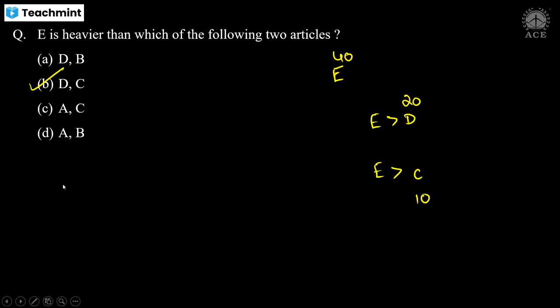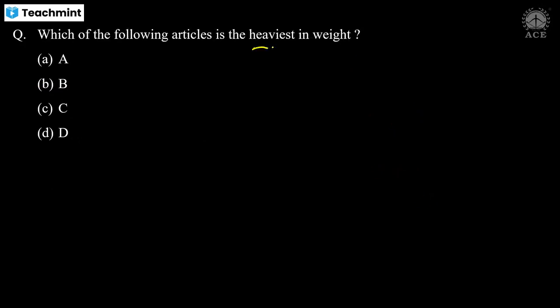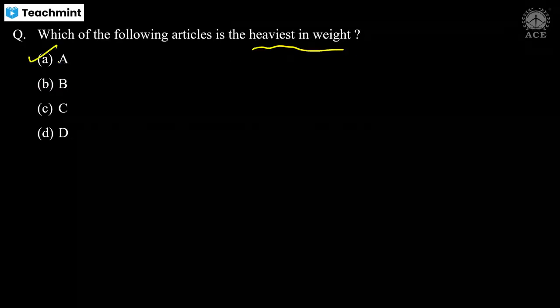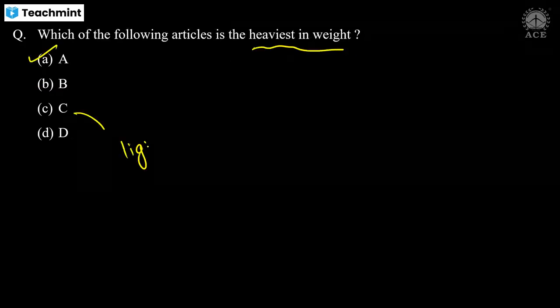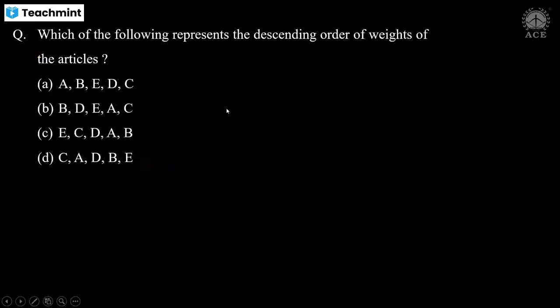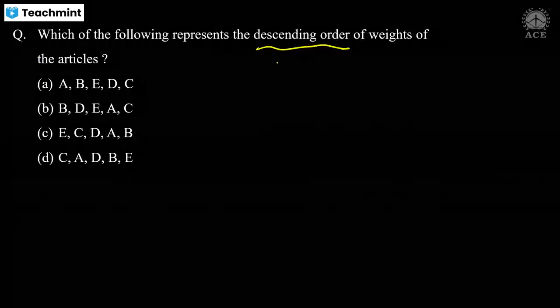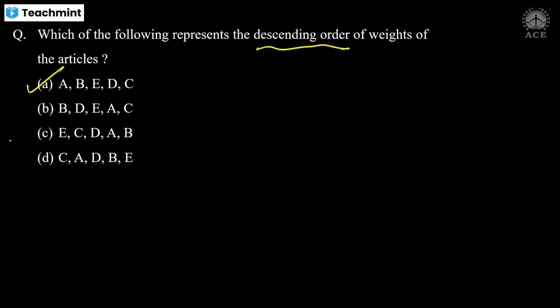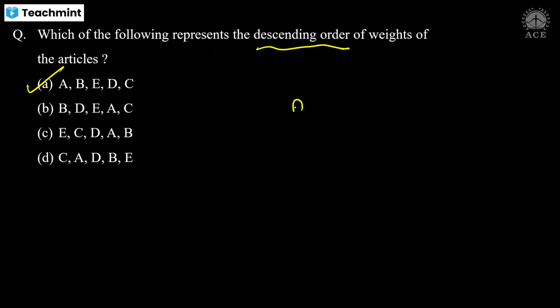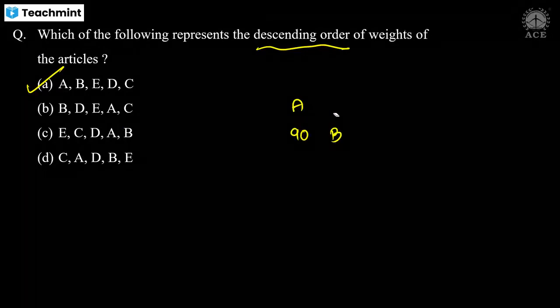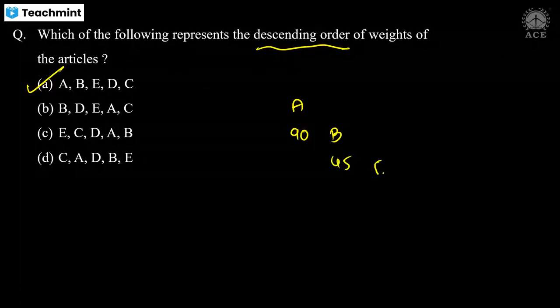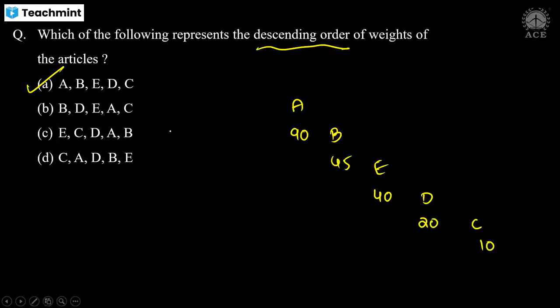Heaviest, they may ask you, heaviest in the weight. Lightest in the weight is C. C is lightest. A is heaviest in the weight among the given articles. Right. And the next question, you want to put them in descending order. We already showed you the descending order. A is 90, B 45, E is nothing but 40, D is 20, C is 10. Descending order, so it's A, B, E, D, C.